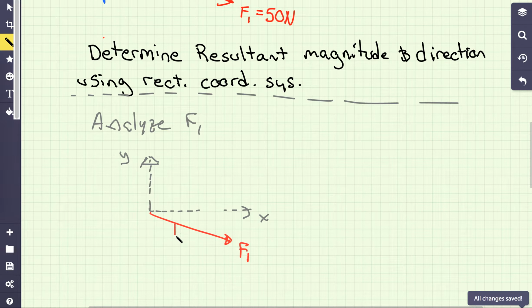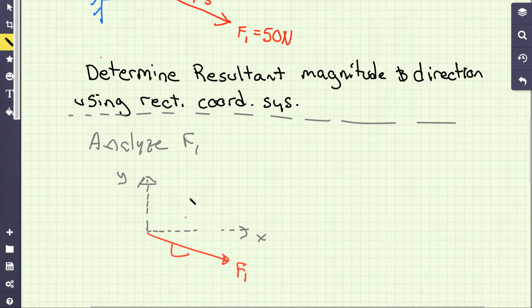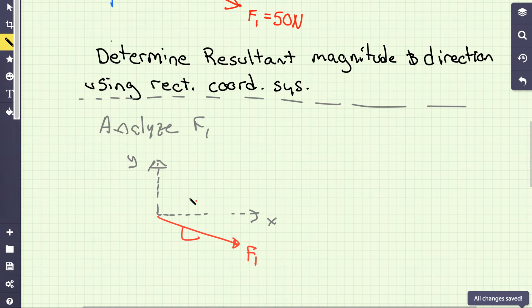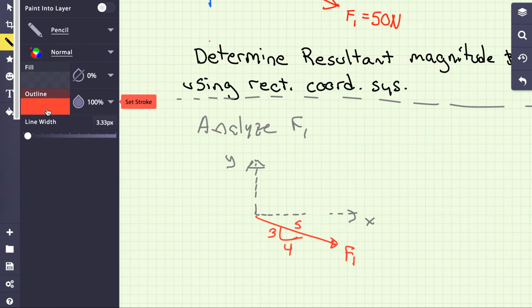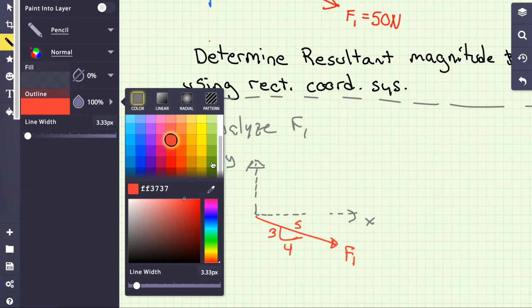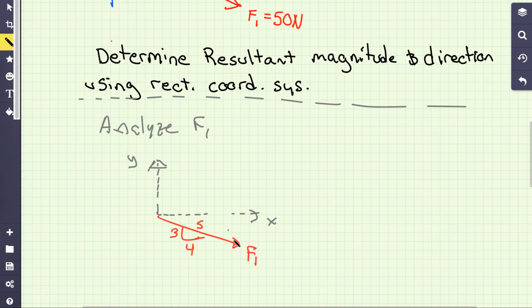We also know the slope of this. If we look up at our picture, every time it drops 3 units, it goes over 4 units. You may recognize that this is a special triangle, a 3, 4, 5 triangle, which is awesome. Now we want to figure out how to break these down into rectangular components.